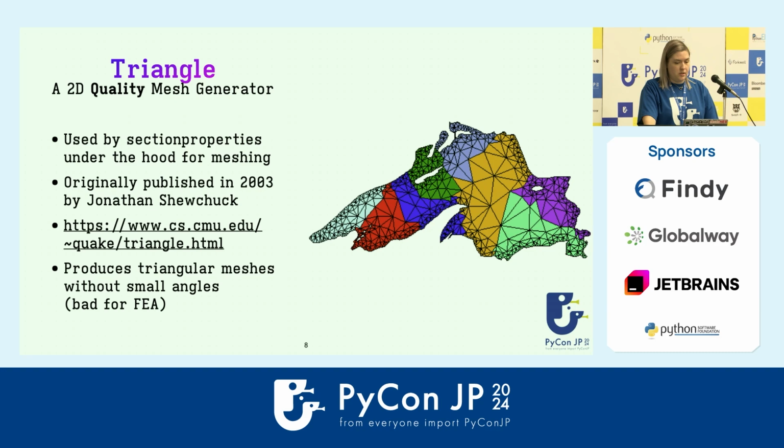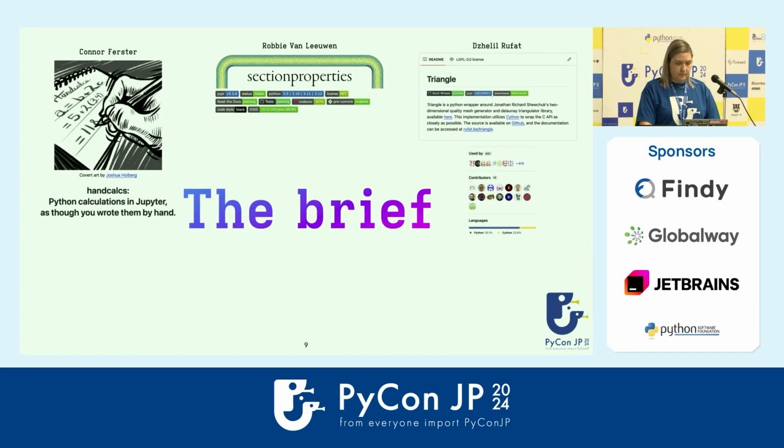There's a Rust implementation. There are other wrappers in other programming languages. And one of the critical pieces of this mesh generator is that it produces triangular meshes that do not have small angles, because small angles produce bad results for finite element analysis.